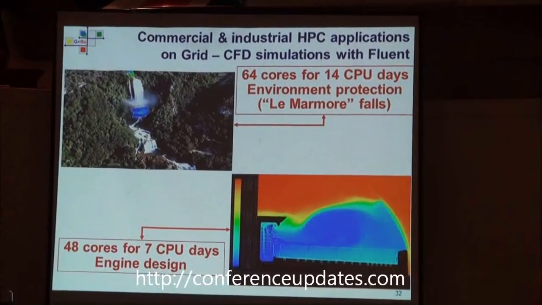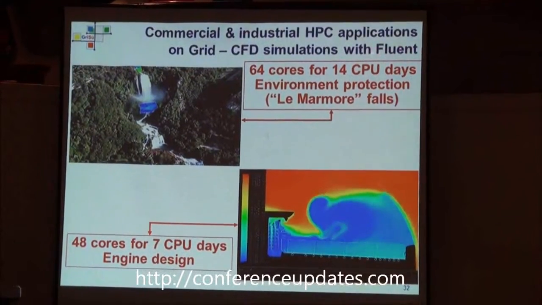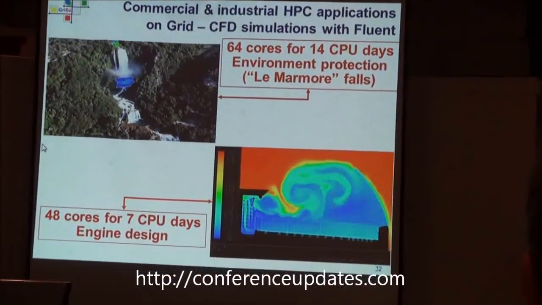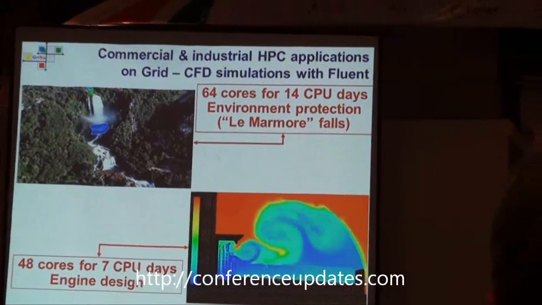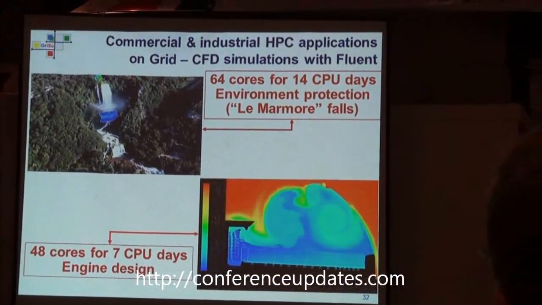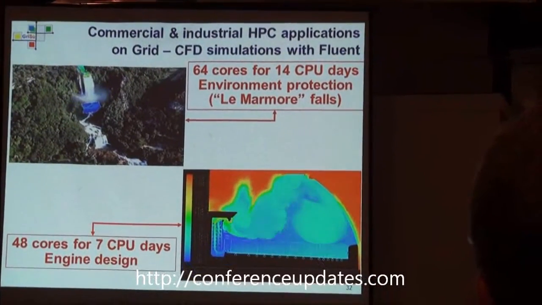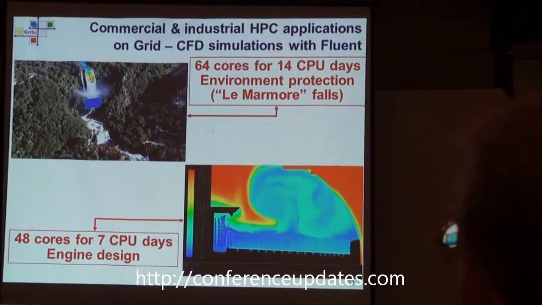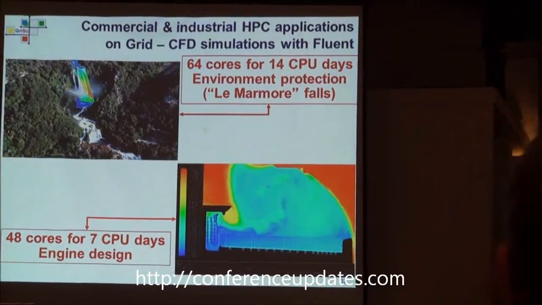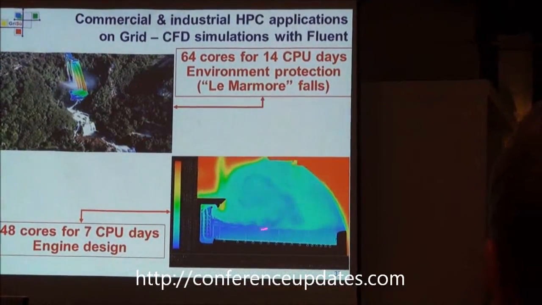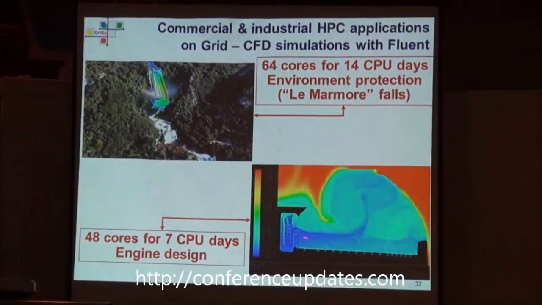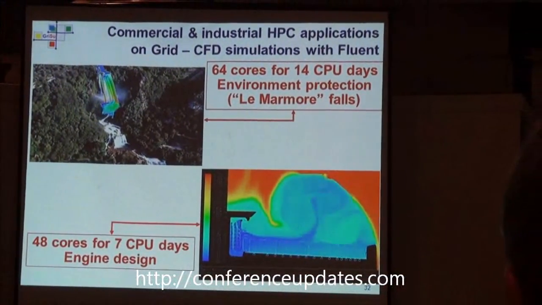This is commercial software. This is Fluent. This is a very well-known software in computational fluid dynamics, and these are two calculations. So you can manage on the grid not only open source software, but also commercial software. There are no barriers. So if you have licenses, and we have management of licenses in a distributed environment, you can run this kind of simulation. This was an environmental problem, and this is a problem of building a refrigerator. Maybe you can just spot it here, a refrigerator that you can find in your supermarkets.